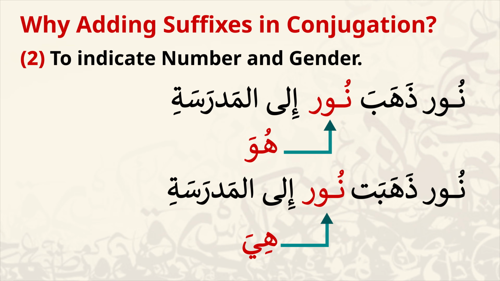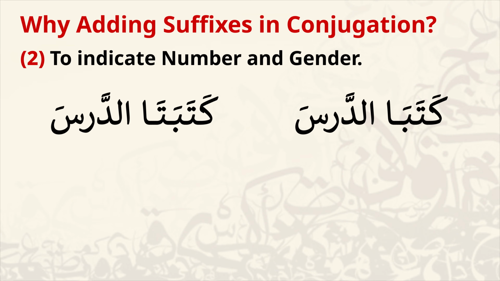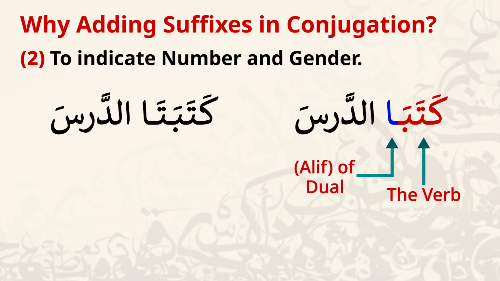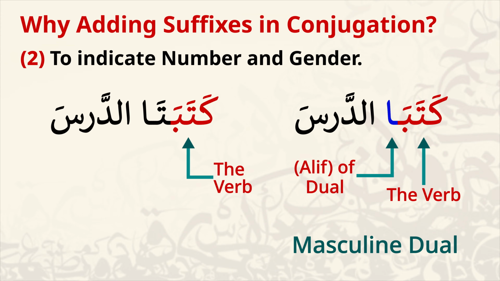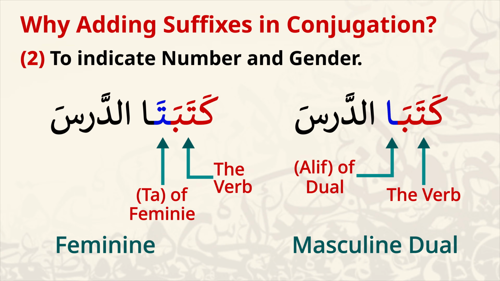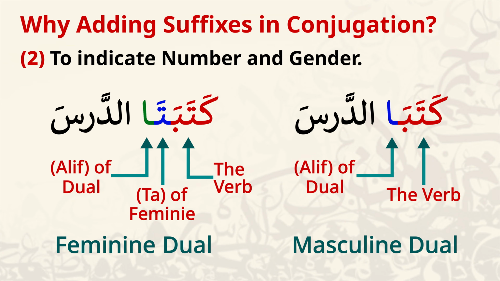This is also happening with dual. Observe these two verbs. كتب الدرس, كتبتا الدرس. Here is the verb كتب, taking the measure فعل. And we see ألف الاثنين, which is a subjective pronoun used with dual. Obviously, this verb is talking about two males. In the second sentence, we have the verb كتب, then تاء التأنيث, which indicates the gender as feminine, and ألف الاثنين indicates the number as dual. So this verb is talking about two females.